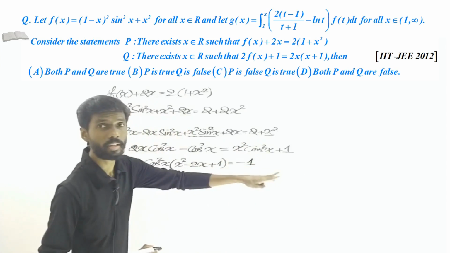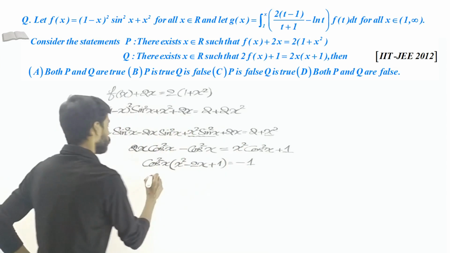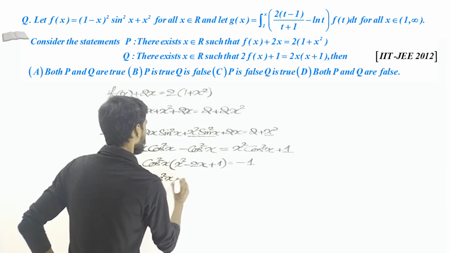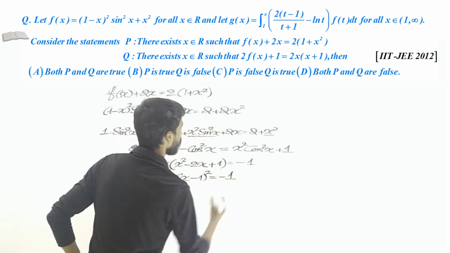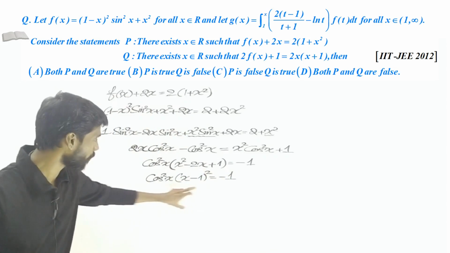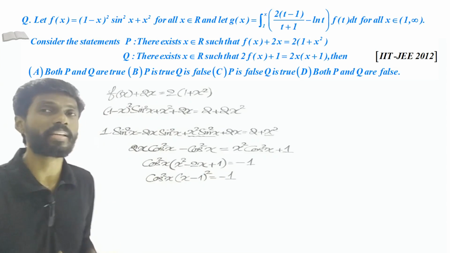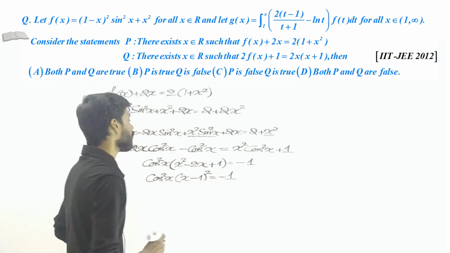Okay, so bringing it to the other side. Now x square minus 2x plus 1 is x minus 1 squared. So this is cos square x multiplied by x minus 1 square, and that equals minus 1. Is this possible? The whole left hand side is a perfect square, that means it is always non-negative, so it can never be equal to minus 1. So this is not possible.